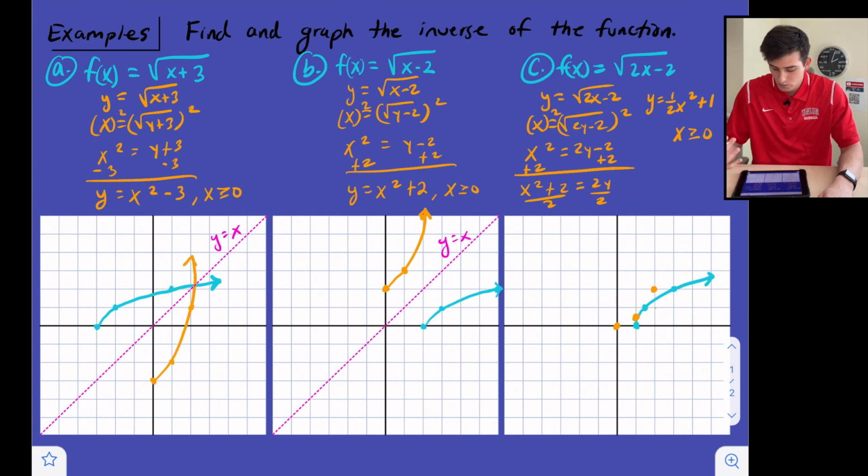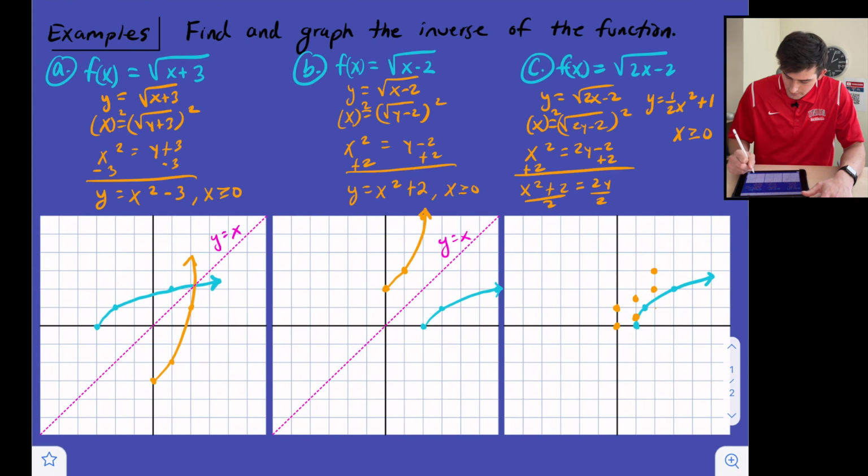Now this +1 just means shift all 3 of these points up 1 unit. So our vertex moves up here, this point moves here, and this point moves right here. All right, so now let's erase these points. Perfect. And now let's graph the resulting equation.